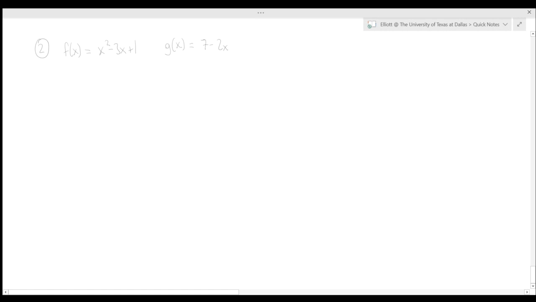So for a problem like this, you need to first find where these 2 graphs are going to intersect each other, because that's going to help you determine what the bounds on x are, okay? Now to find where 2 functions are intersecting each other, the way you do that is you just set them equal to each other. So take f of x, set it equal to g of x.